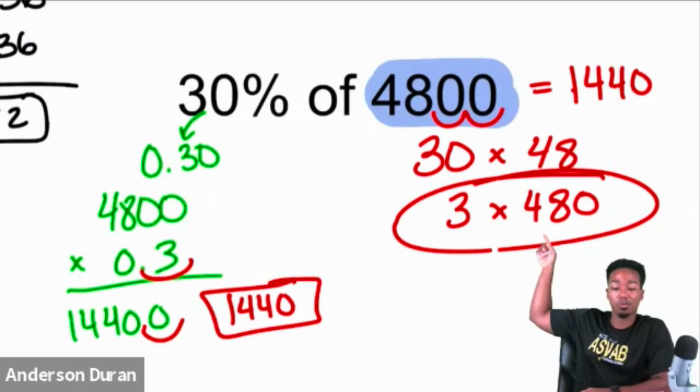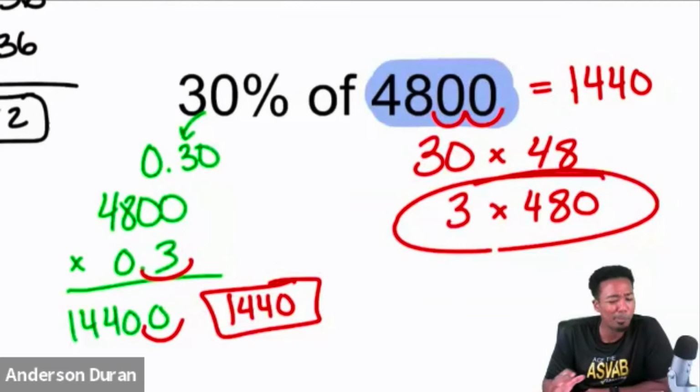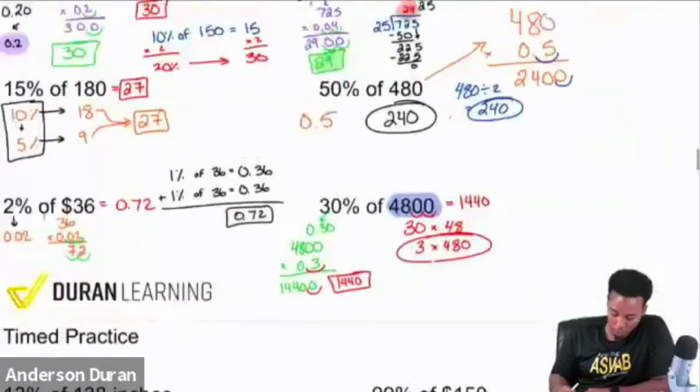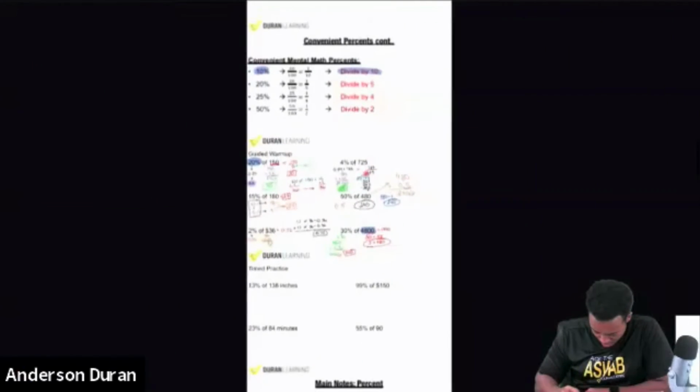Not the 30 times 48, not that one over there. It's probably going to be this one. But again, a bunch of different ways to take care of it. So let me zoom on out so you can see the whole picture again. And I'm going to remind myself how many we got.